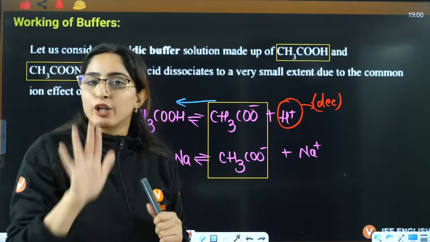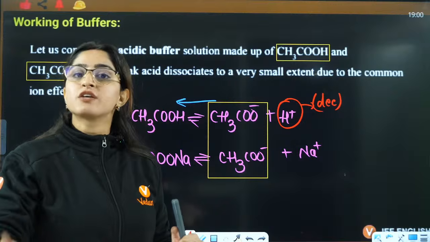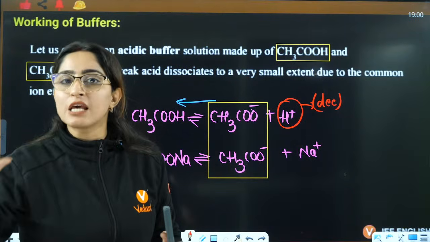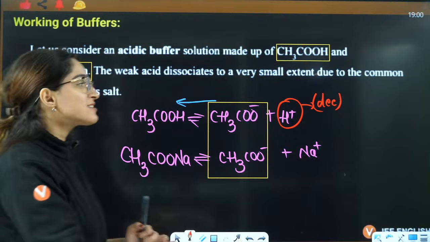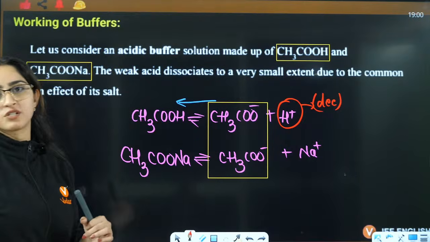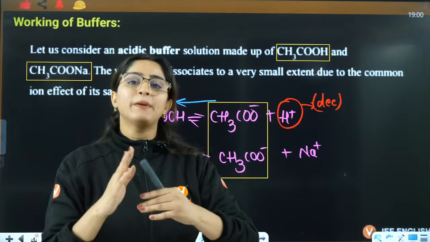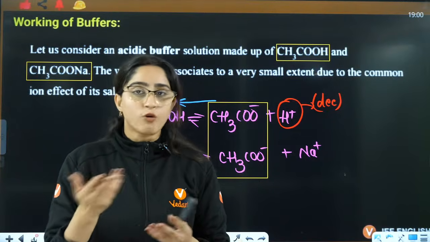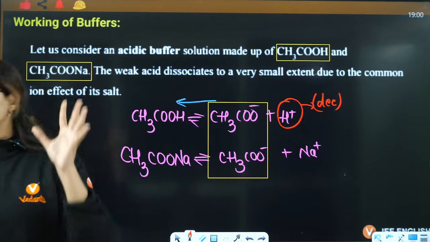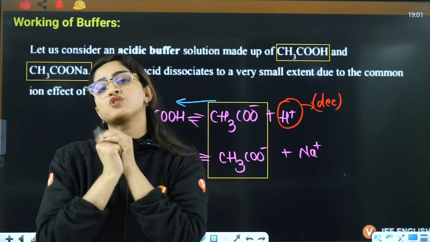The H positive that you are adding is not remaining in the solution as it is. It is being eaten up by CH3COO negative and getting converted to this weak electrolyte, which does not dissociate H positive. If the H positive dissociation is less, then how can the pH become more acidic? Not possible. Understood? Tell me. Is that clear? This should be clear in your head: why pH is not changing.